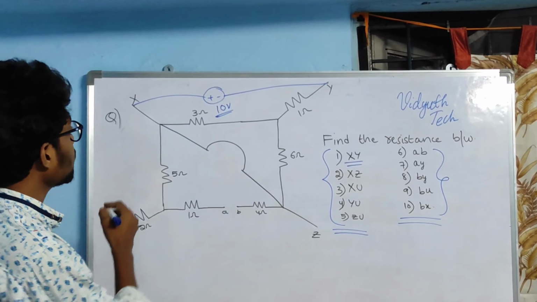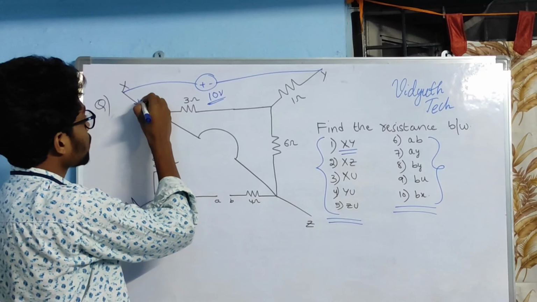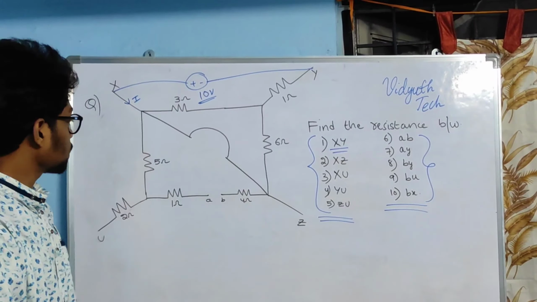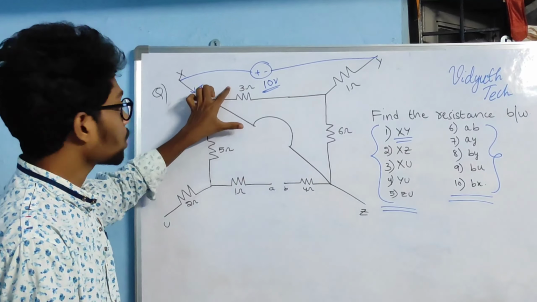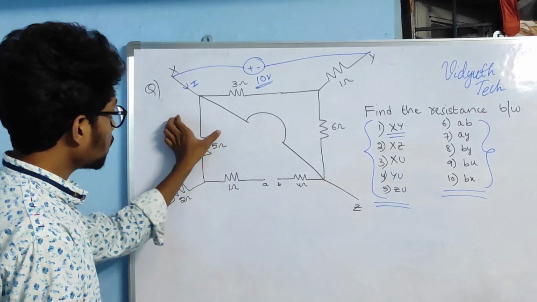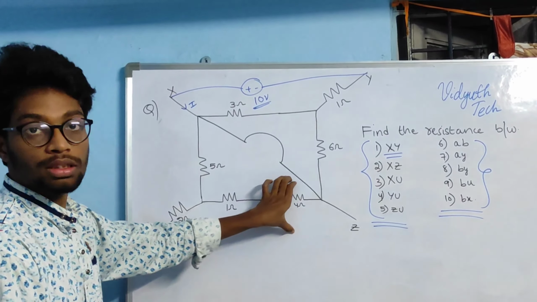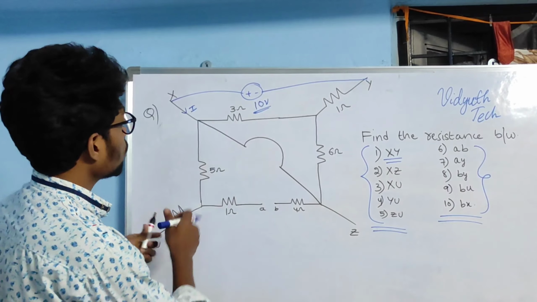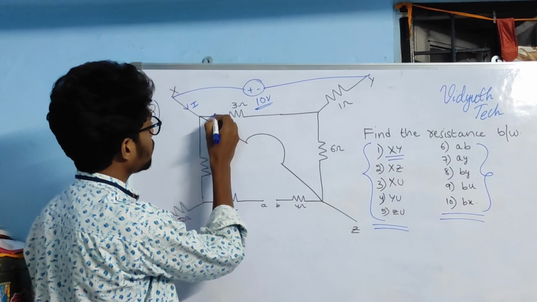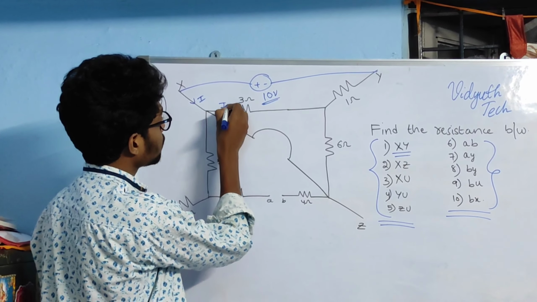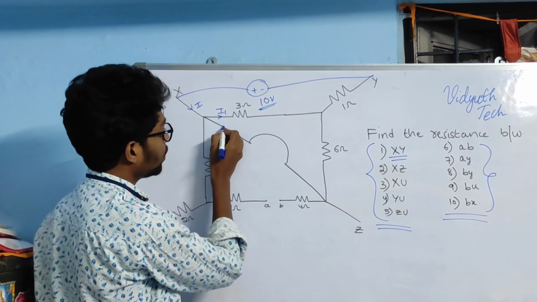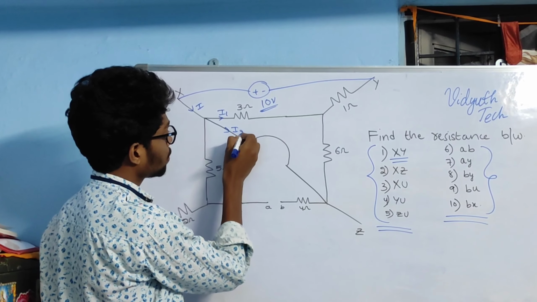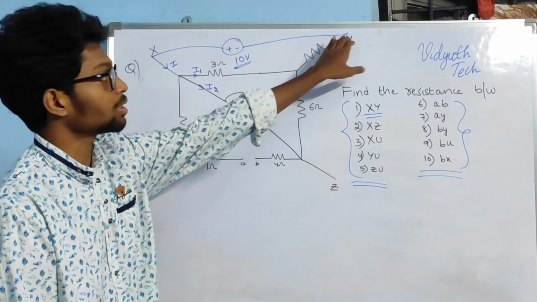If I take the current directions, I am taking this as I current. Here you can see 3 paths available over here: 1, 2, 3. But this is not a closed path, so only 2 paths are available. This is I1 current, which is forming a closed path like this, and this is I2 current, which is forming a closed path like this.